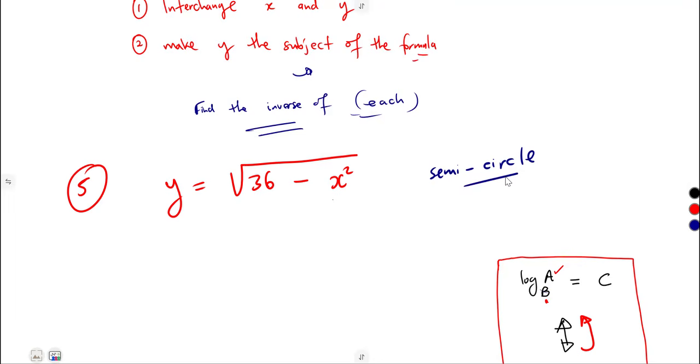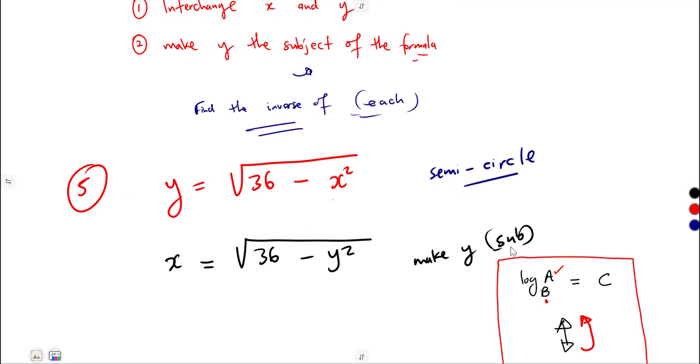Its inverse. All right. So from that, we can simply work the way we had previously, interchanging x and y. If we interchange x and y, x is equal to the square root of 36 minus y squared. We interchanged it there, so it's now y there. Then we make y the subject of the formula.